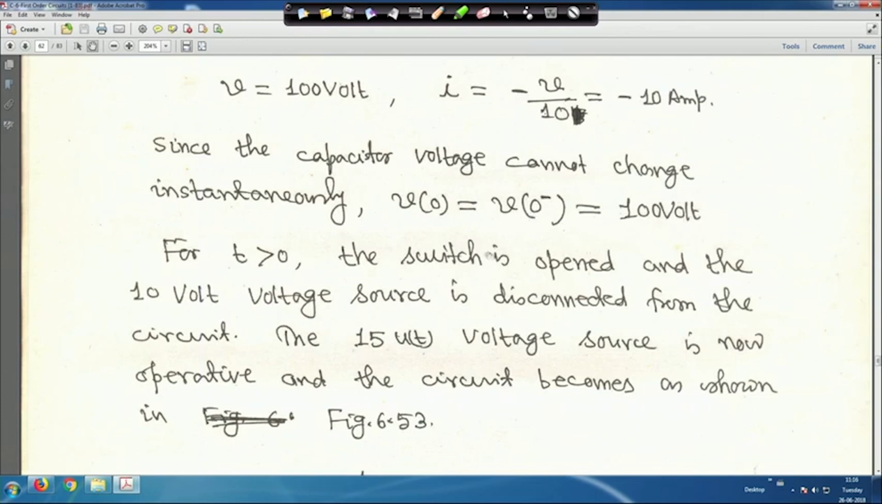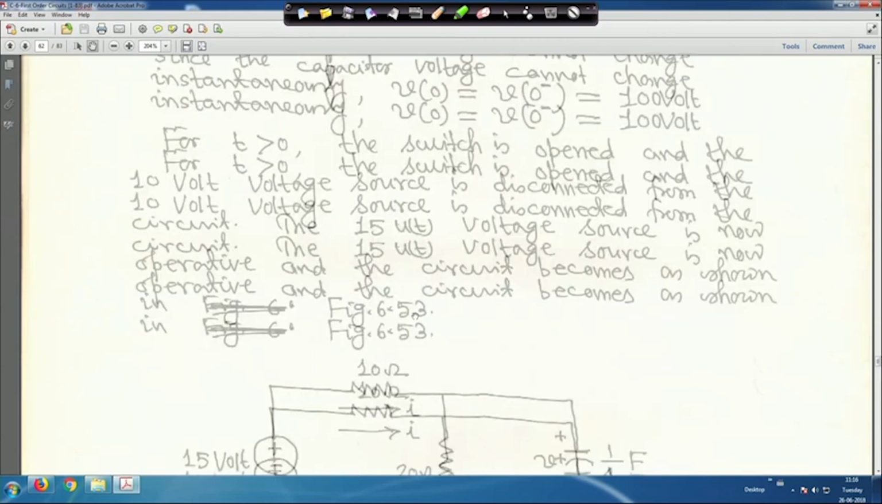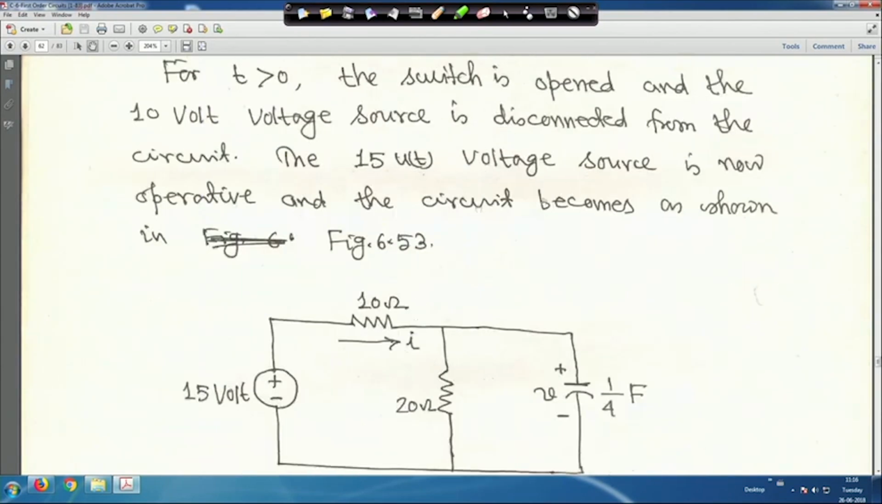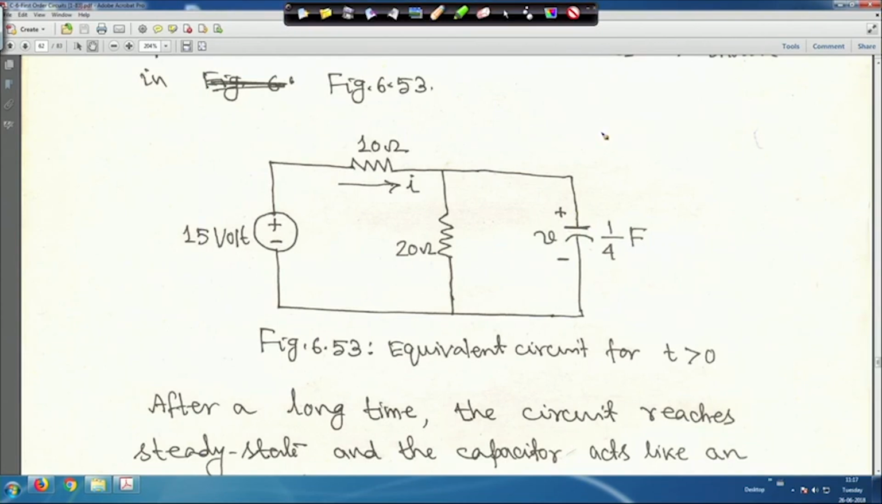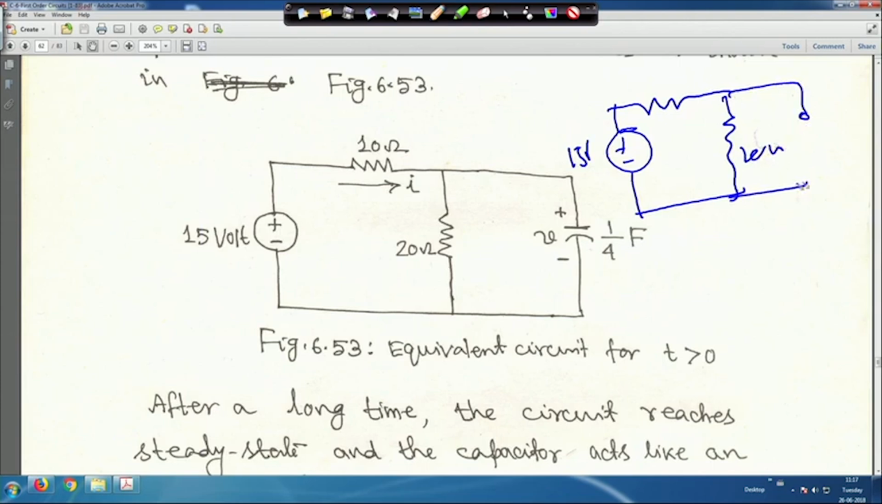Now, for t greater than 0, the switch is open and the 10 volt source is disconnected from the circuit, that I told you. Then this 15 volt source is now operative and the circuit is like this. Now, at steady state, what will be your V infinity? At steady state this capacitor will act as an open circuit, that means the circuit will be something like this. This is your 15 volt, this is 10 ohm, this is your 20 ohm, and this capacitor is acting as open circuit at steady state to the DC.